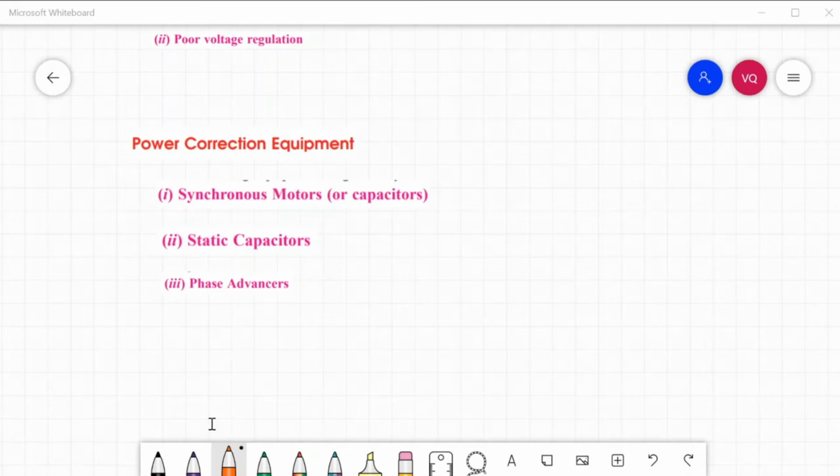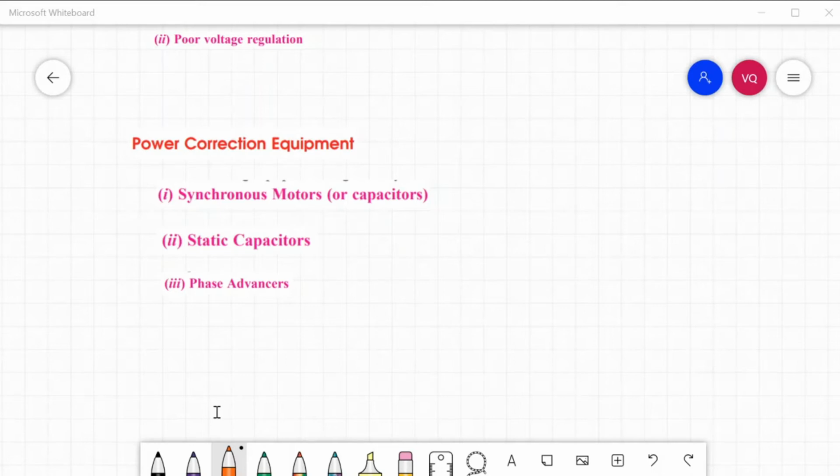The second one is the static capacitors. They are installed to improve the power factor of a group of AC motors and are practically loss-free, such that they draw a current leading in phase by 90 degrees. Since their capacitances are not variable, they tend to overcompensate on light loads unless arrangements for automatic switching of the capacitor bank are made. The third one is the phase advancers. They are fitted with individual machines.